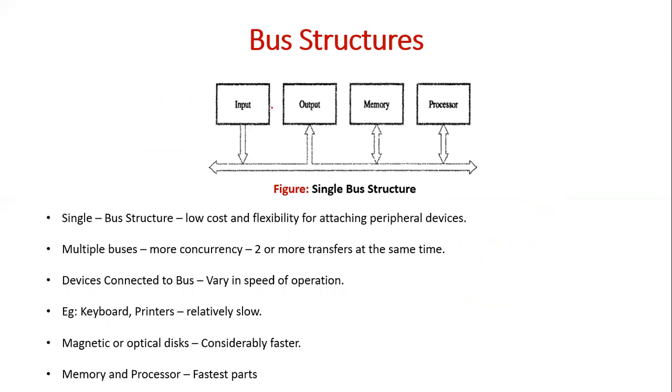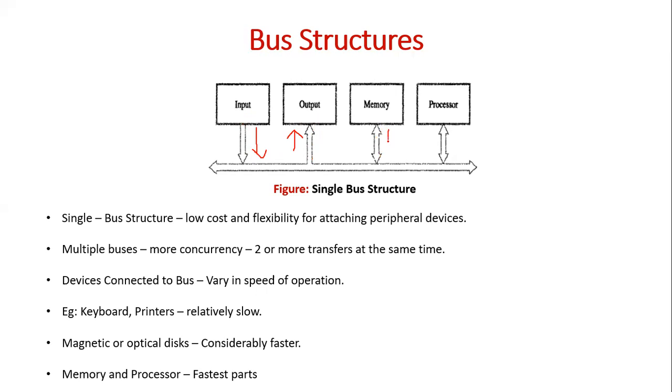So this is the typical example of a single bus architecture, single bus structure. You can see there is only one bus, and to that all devices are connected: the input devices, output device, memory, and processor. An input device has only one-way communication. It can only send data to the bus. It cannot receive anything. For example, the keyboard can only send data, and the mouse also can only send signals. Similarly, an output device like a monitor or printer can only receive data. It cannot send anything back to the bus. Memory, if you see, is a two-way communication.